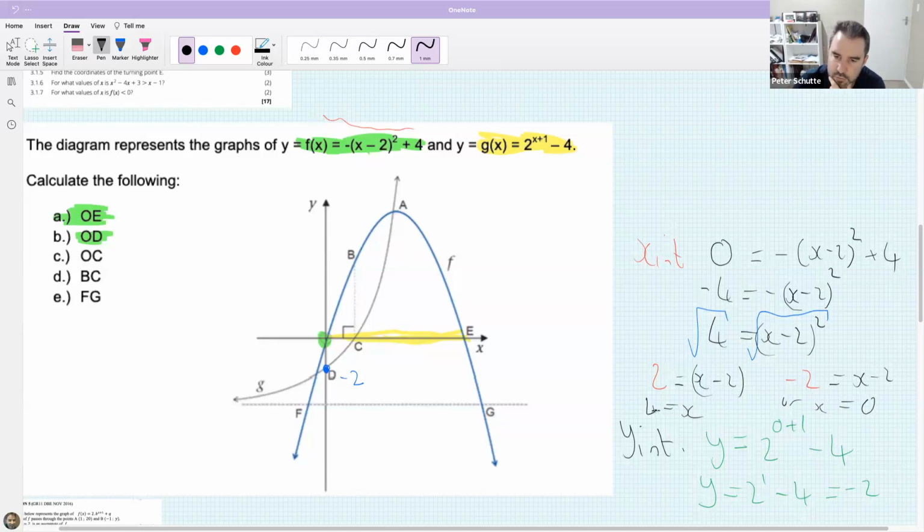Which one, the 4 or the 0, is helpful? Tell me in the chat which of the two you think is helpful. It's the 4, yeah. Because we know this must be the 0 here, and that must be the 4. So what is OD going to be? And what is OE going to be?